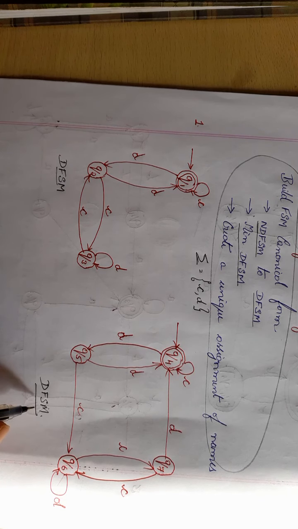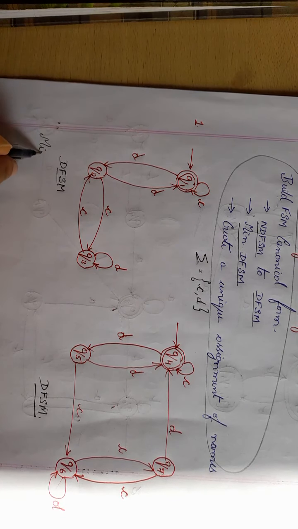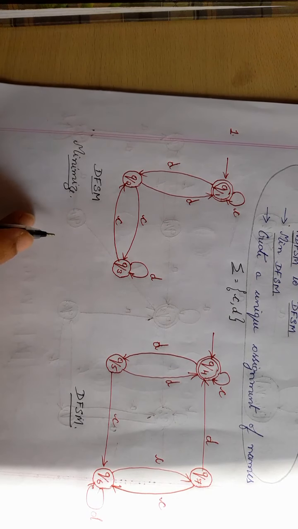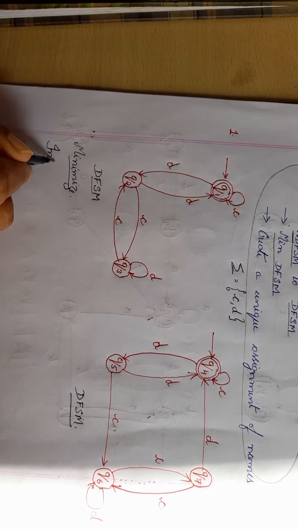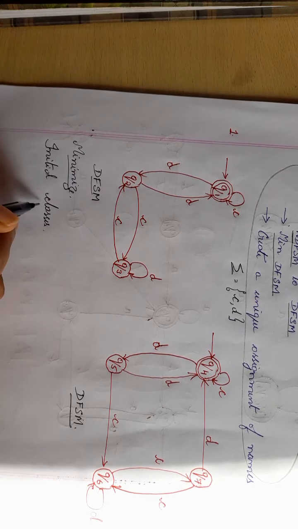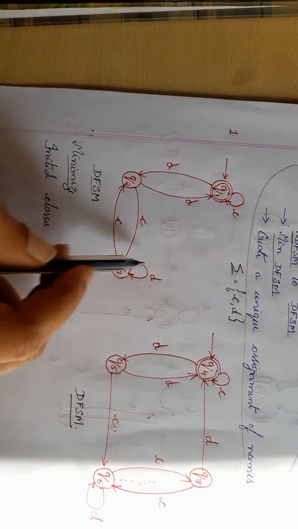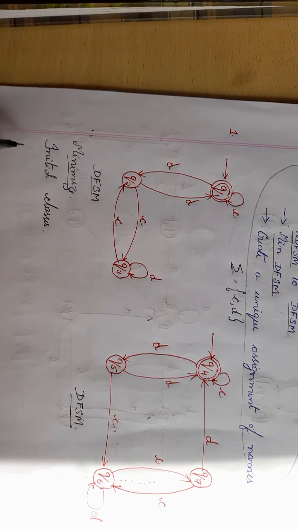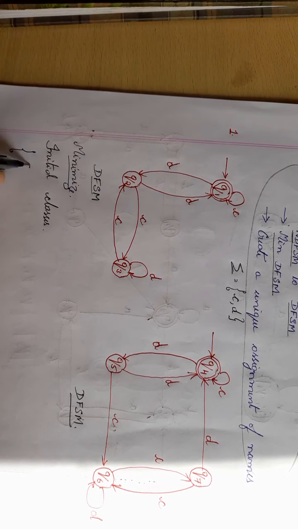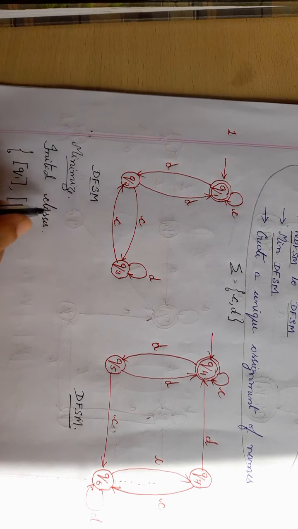Once you're done with this, the next step is to minimize the existing DFSMs. How to minimize? You have seen this in previous classes. First of all, I'll write the initial classes with respect to this and the initial classes with respect to this. Here I have three states. Out of the three states, which is the final state? Q1 is the final state. So my set will be Q1, the final state. The next one will be the remaining states, that is Q2 and Q3.